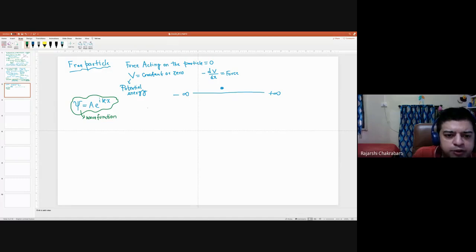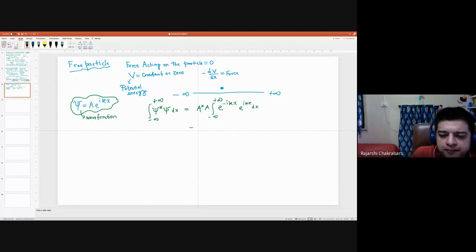Now let me try to normalize the wave function. What is this? This is the limit for a free particle. What will be the answer? Tell me. This is going to be psi star A, which I can take out.